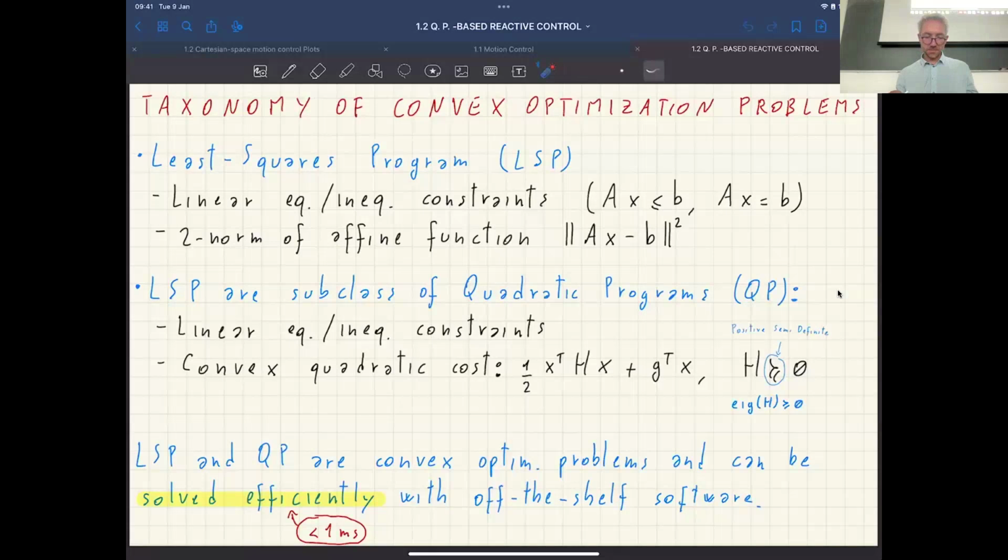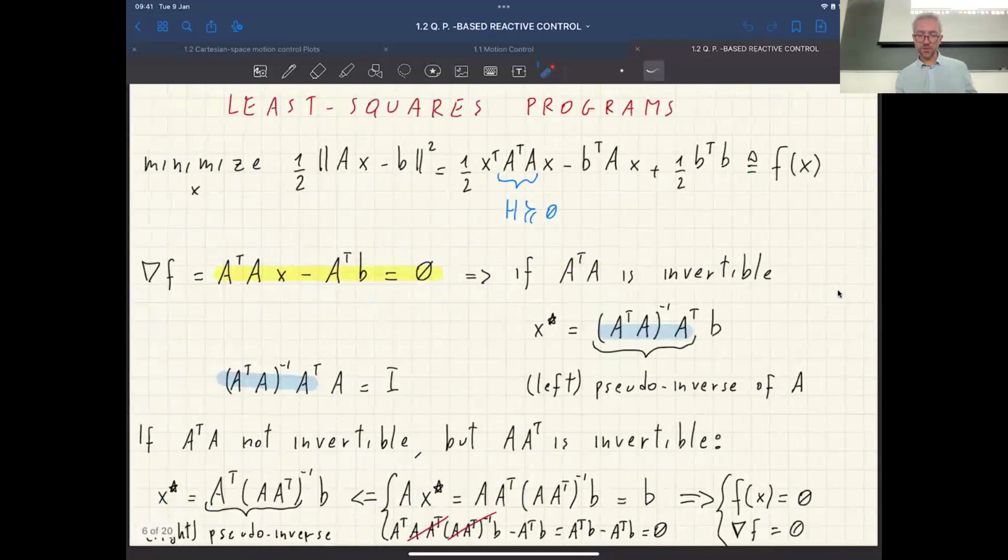So let's see a bit more how these problems are solved and formulated. And let's focus first on least square programs, which are the kind of programs that we will need to solve. In a least square program, we said the cost function takes this form here. It's a linear function, you compute the norm and then you take the square. If you write the square norm with the product between the vector and its transpose, then you get this expression here.